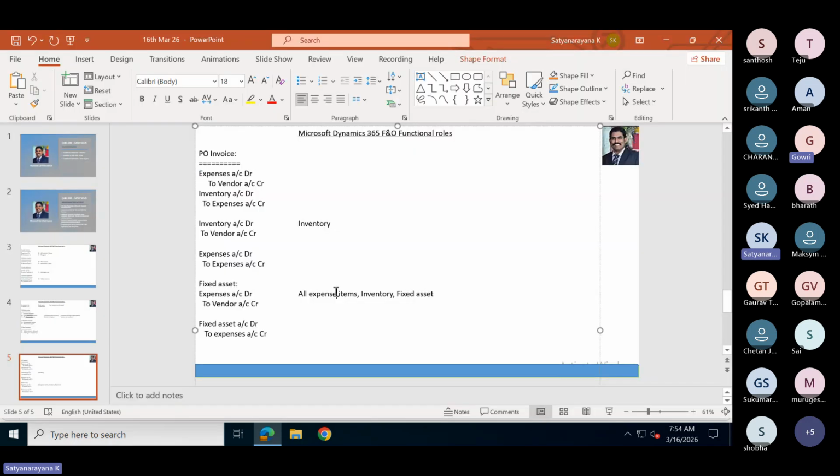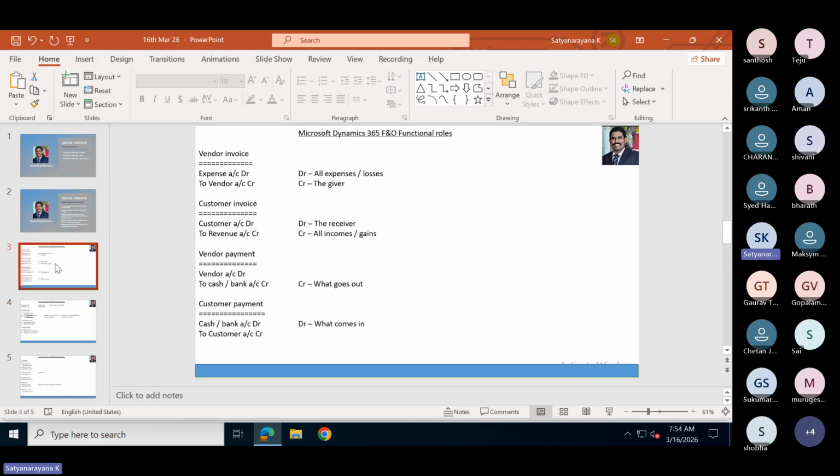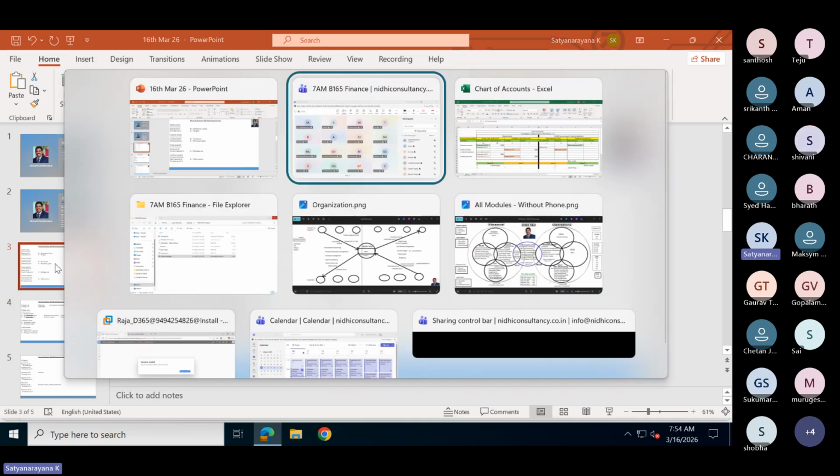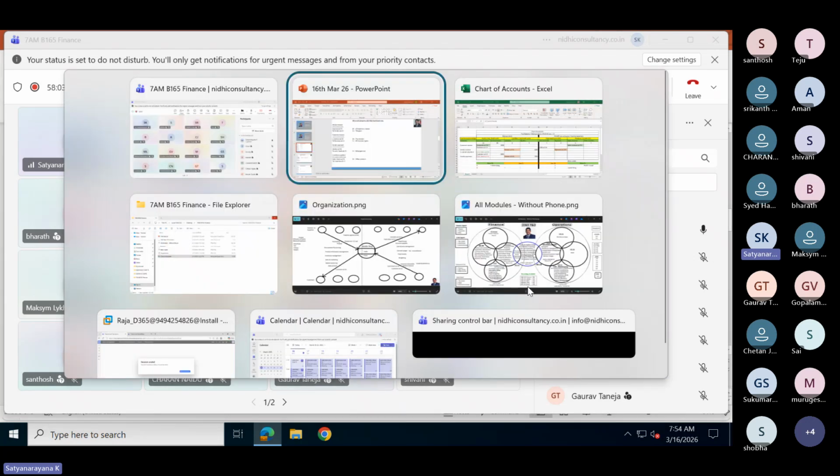Gauri? I don't want to argue here also. Yeah, no problem. Thanks, Satya. Fine. Sorry to say, remaining people, if you are new learners, it may be confusing for everyone, but mostly I have given clarification, I think.